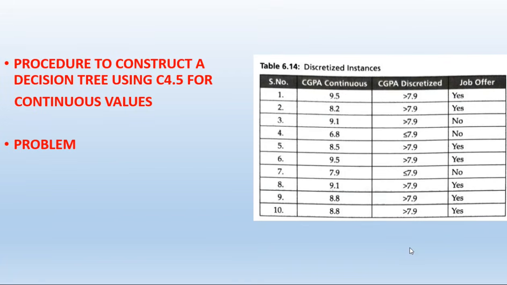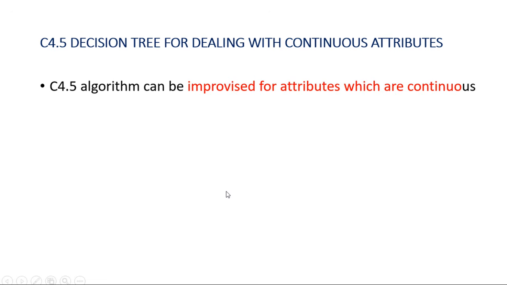In this session, we will learn how we can construct a decision tree for continuous values. In the last session, we saw how we can construct a decision tree using C4.5, but there we had discretized values. Now suppose we have continuous values like this, we will see how we can convert it. So let's first outline the algorithm.